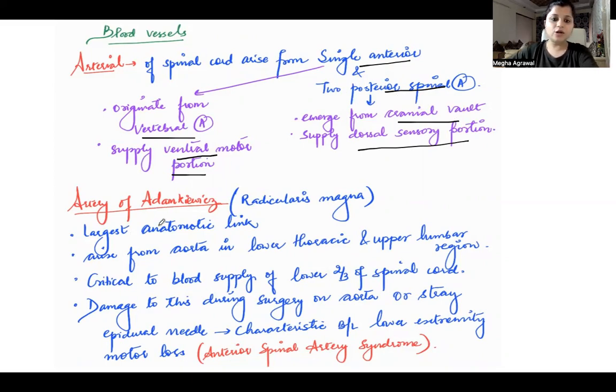Now there is this artery of Adamkiewicz, which is also called radicularis magna. It is the largest anastomotic link. It arises from the aorta in the lower thoracic and upper lumbar region, and it is critical to the blood supply of the lower two-thirds of the spinal cord.